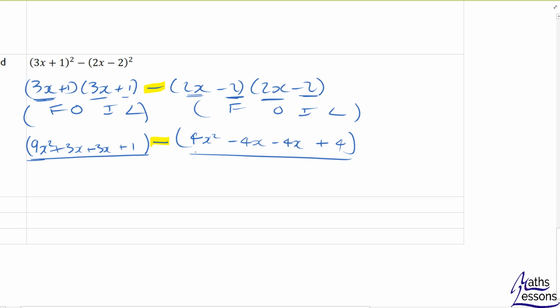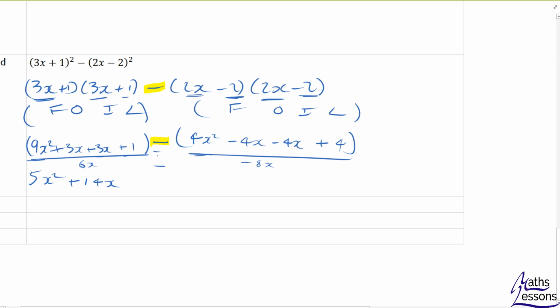So 9x squared minus 4x squared is 5x squared. And I've got a 3x plus 3x, which is 6x. Notice how there's two minuses next to each other, and I've got a minus 8x. So I've got 6x minus minus 8x. So two minuses will give me a plus. So that 6x plus 8x gives me plus 14x.